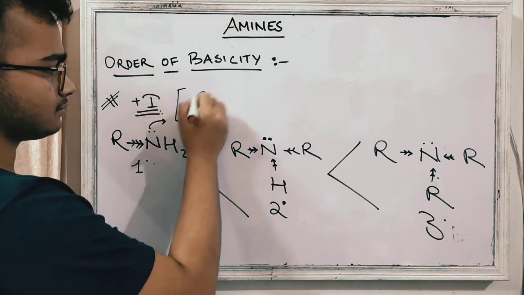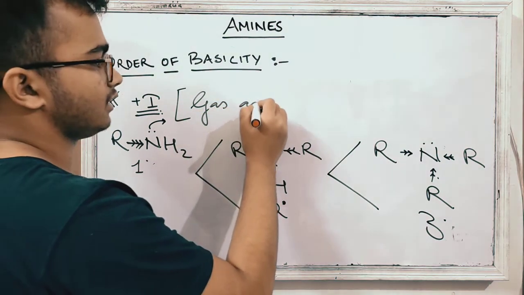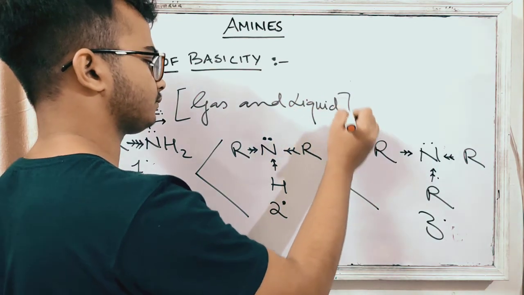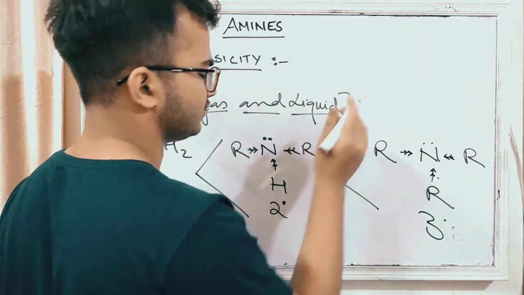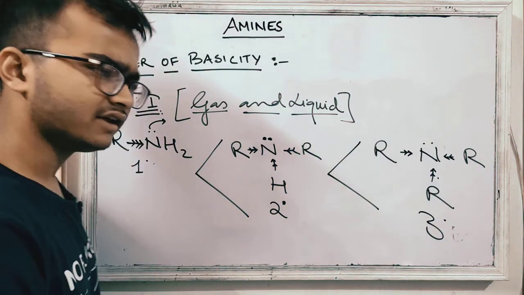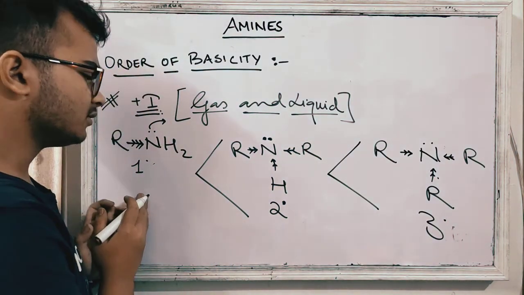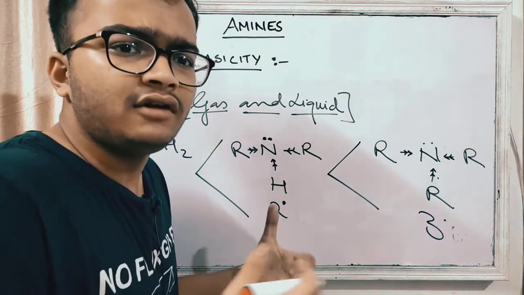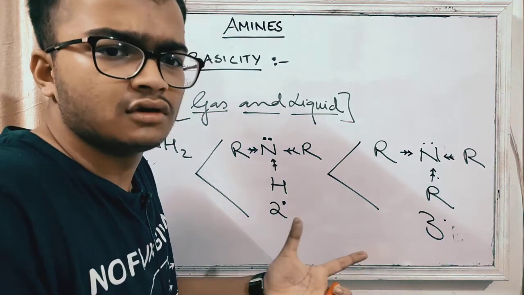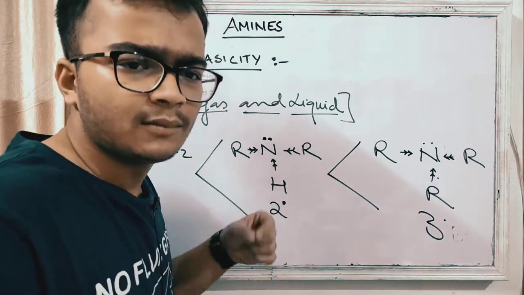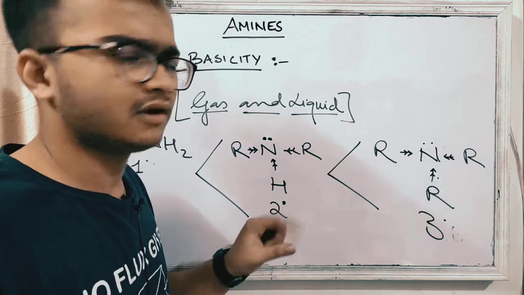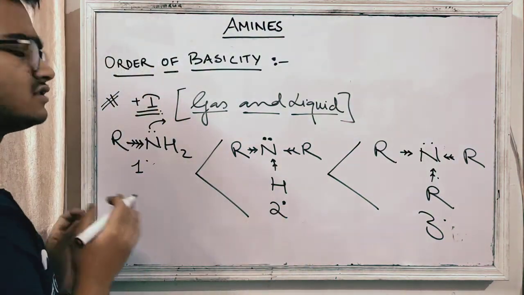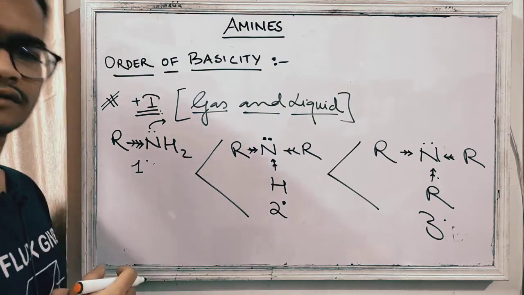Now this thing is applicable both for gaseous state as well as liquid state. What is happening? Because of more plus I effect in the 3 degree amine, the electron is more pushed or more probable to come out and be basic. The lone pair of electrons is more probable to come out to become basic than in the primary amine, which is also basic but less as compared to the 3 degree amine.